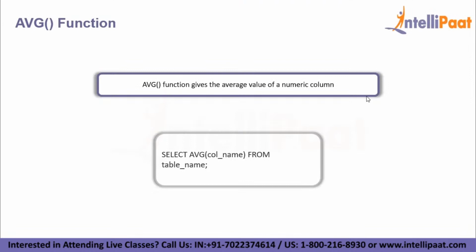And finally we have the average function. So the average function gives us the average value of a numeric column, and the syntax is same as the rest. So we'll give in the average function after the select keyword and give the column name inside the parenthesis.